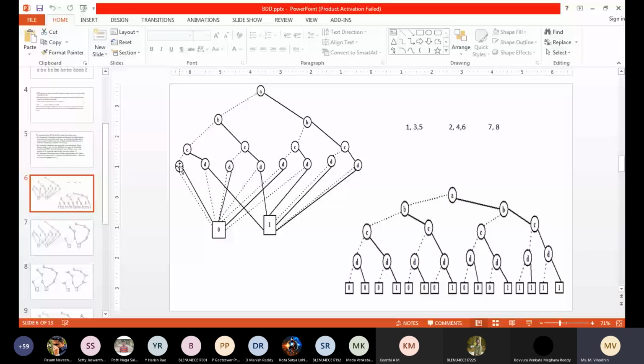Now, 2, 4, 6. If you look at 2, when it is 0, it is going to 0. When it is 1, 1. Let me look at 4. This is the fourth one: 0, 0, 1, 1. Same pattern as the second D. The second D and fourth D have the same pattern. Let me look at the sixth one. When it is 0, going to 0. When it is 1, 1. And 7 and 8, when it is 0 or 1, it is 1. So among these 8 D's, 1, 3, 5 have a similar pattern, 2, 4, 6 have a similar pattern, and 7 and 8 have a similar pattern.